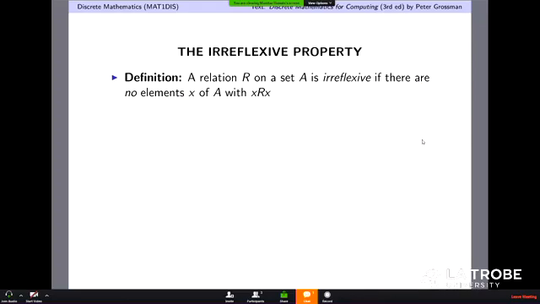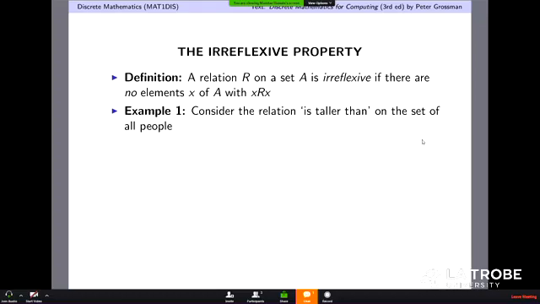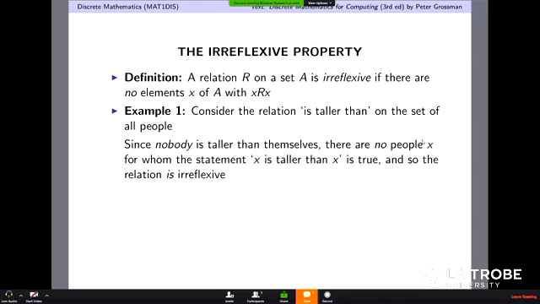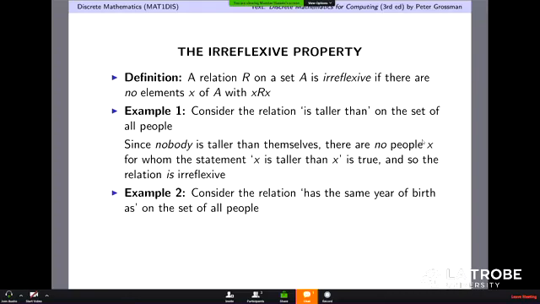Now, let's look at some examples of irreflexive. Is taller than, for example. You cannot be taller than yourself. Okay? So that will never happen. So that's irreflexive. Another example, has the same year of birth as. Okay? So on the set of all people. What are we going to have there?